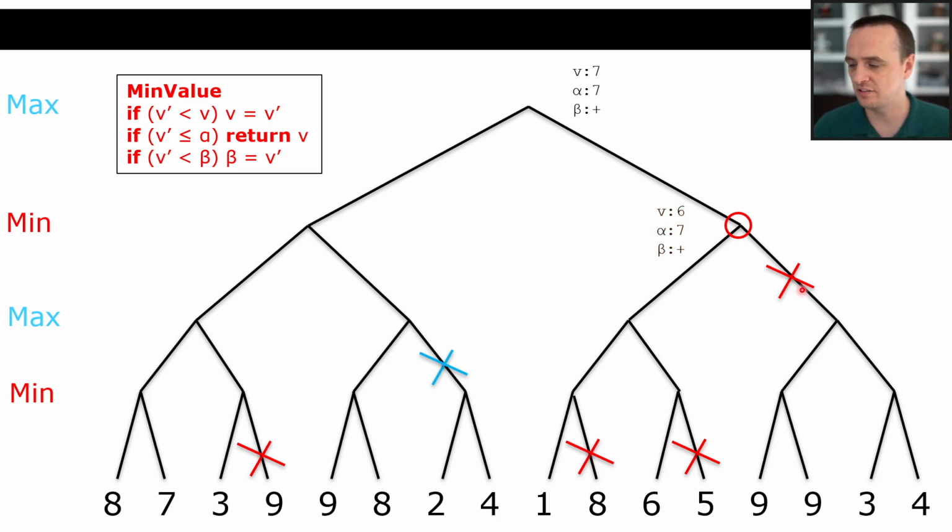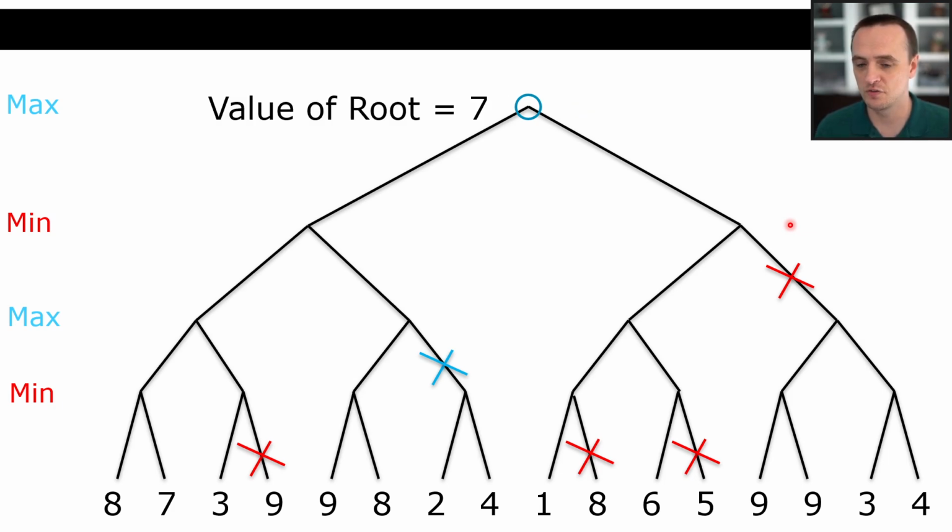And look at all that stuff that I didn't have to do. So this gets a value of 6. It is not a new best value. And so the value of the root node is 7. And you can see here that I didn't have to compute this. I didn't have to compute this. I didn't have to compute any of this or this. And I got the exact same answer as if I just ran the minimax algorithm.